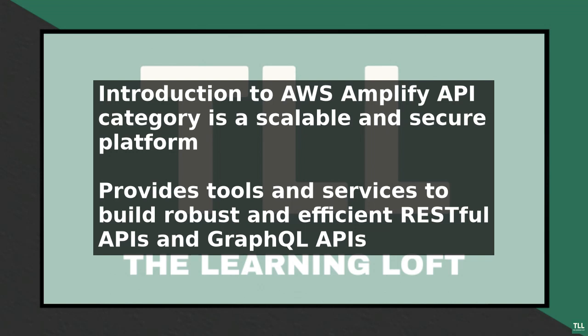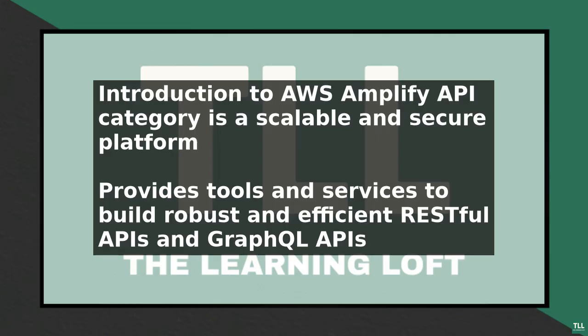Before you start building your API, identify the requirements and the resources that will be needed. Determine the type of API you want to build, RESTful or GraphQL, and the data models that will be used. Plan your API endpoints and the authentication and authorization mechanisms that will be used to secure your API.